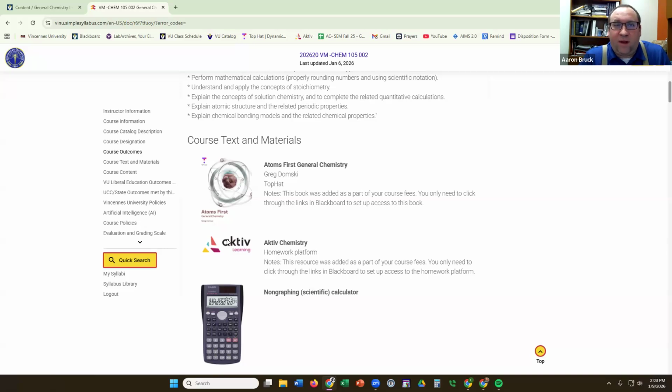Active Chemistry is our homework platform. Both of those are covered by your course fees as part of the VU First Day Books program. So you do not need to actually acquire the materials. We cut a pretty good deal with Top Hat and Active to bundle those together into one package. You're going to save a lot of money going through the bookstore as opposed to buying them individually. Even with the bookstore markup, it is still cheaper to go through the bookstore and participate in the first day program rather than trying to buy access individually.